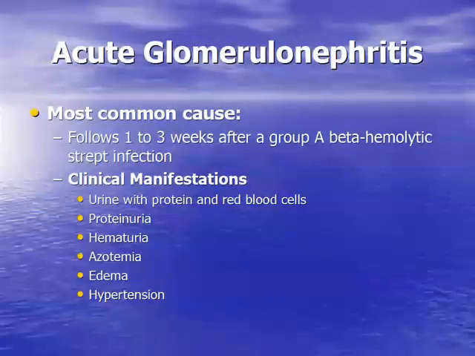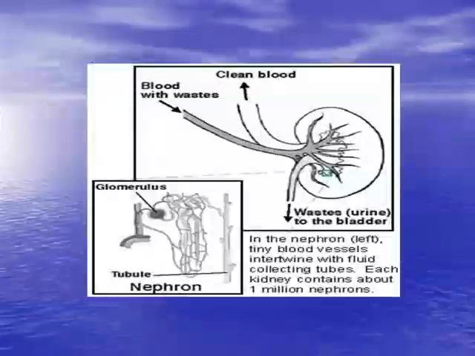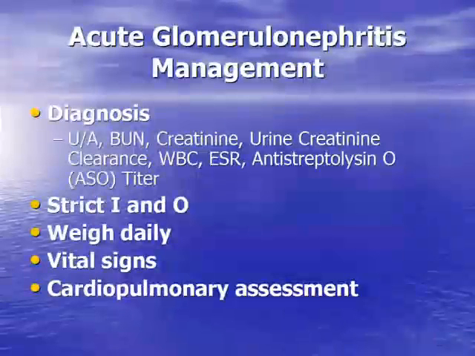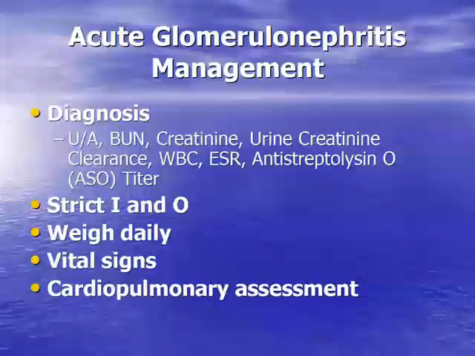This slide just depicts the normal nephron with the glomerulus, just to show you the area of the kidney where this is located and the functions of the nephron. Remember, we have about 1 million nephrons in each kidney. Management of acute glomerular nephritis includes diagnosing it through urinalysis, BUN and creatinine, urine creatinine clearance, and looking at elevated white blood cell counts.